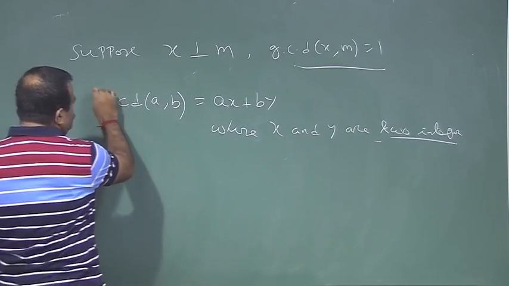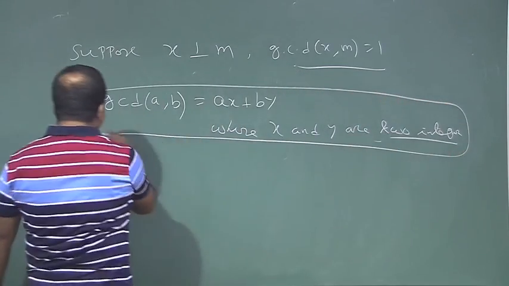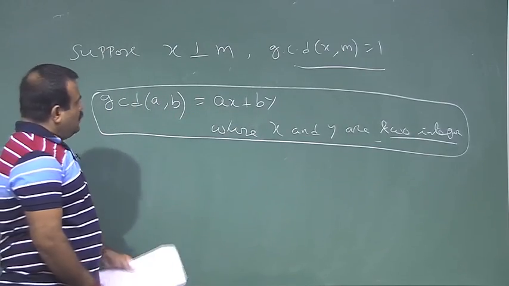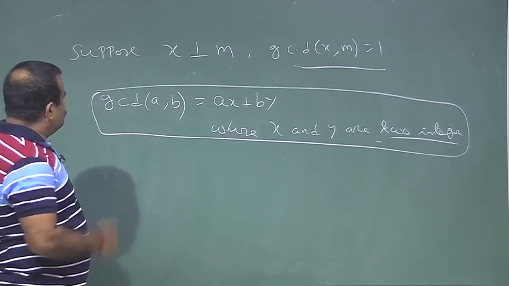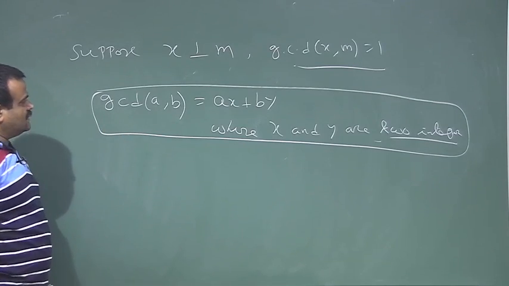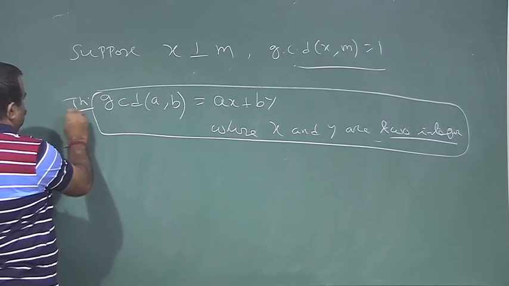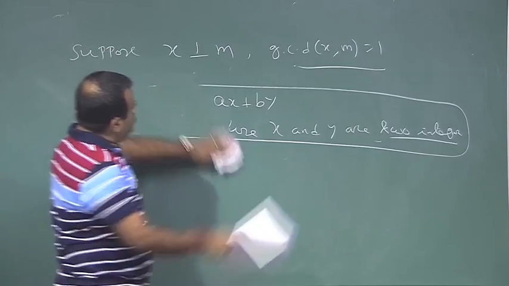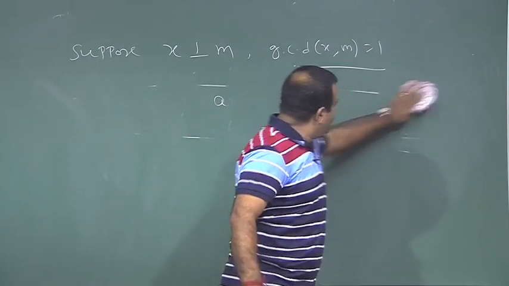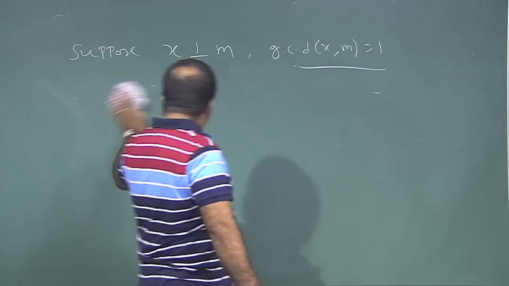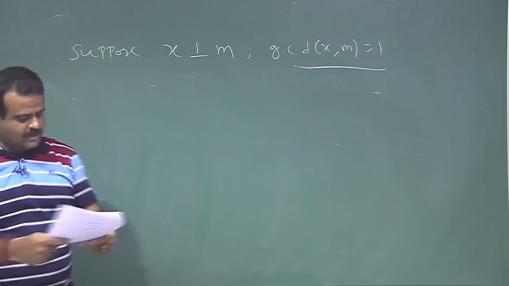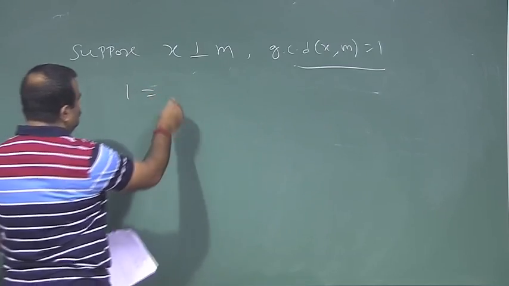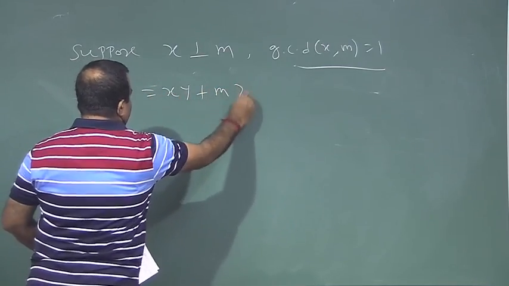So, the GCD of any two integers a, b can be written in the a x plus b y form, this linear form. Okay, this we have to prove. For the time being we are taking this as a theorem, and we will prove it in the next class. Then, since the GCD is 1, there must exist x and y such that 1 is equal to x y plus m z.